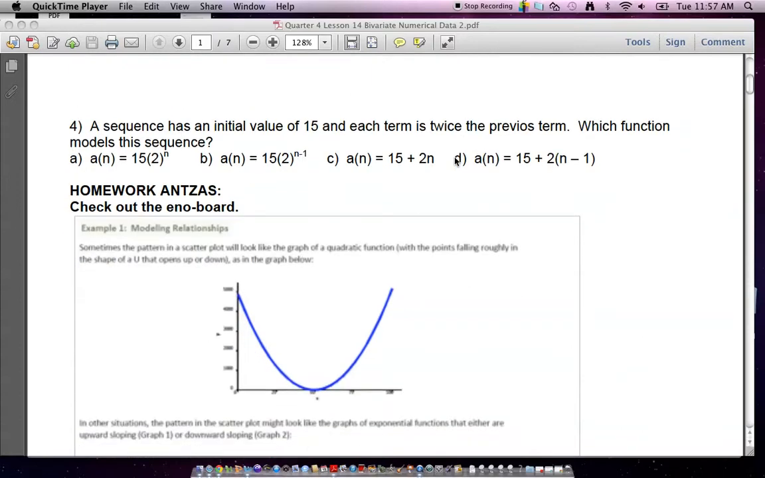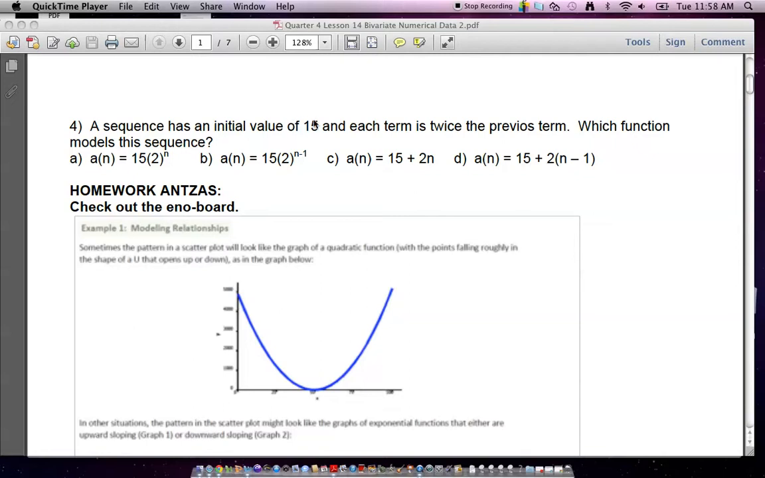And number 4, a sequence that has initial value of 15. Each term is twice the previous term. What are we going to get? What do you think, guys? First off, is this a geometric sequence or an arithmetic sequence? No, definitely geometric, because you're doubling everything, which means that it has to have an exponent. So that knocks out choice C and D. So it's either A or B. The question is, is it going to be to the n power or to the n minus 1 power? N minus 1 is correct.